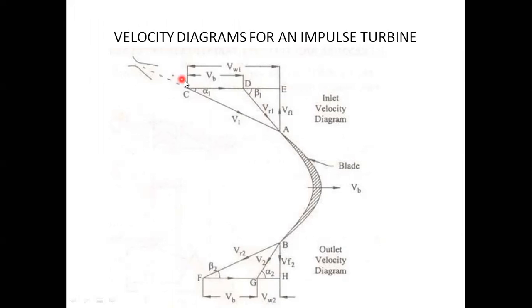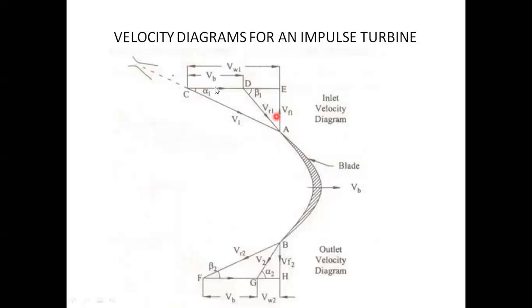Steam is coming from the nozzle at velocity V1, impacting on this blade and moving in this direction, with a relative velocity along the blade direction. This is the blade inlet velocity diagram, and this is the outlet velocity diagram. We have already discussed these parameters.